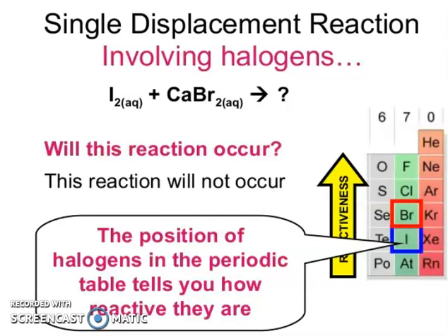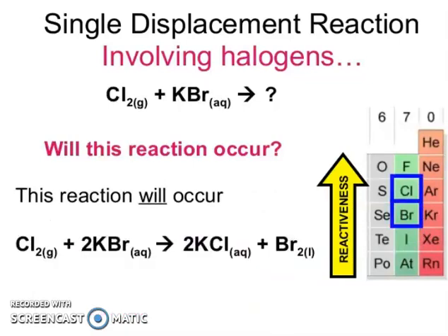The position of the halogens in the periodic table will tell you how reactive they are. Now Cl2 plus KBr, will this reaction occur? This reaction will occur. Cl2 plus 2 KBr gave KCl and Br2. So Cl replaces Br.